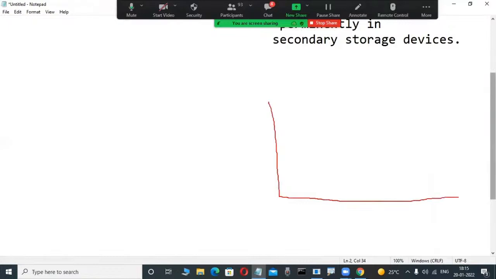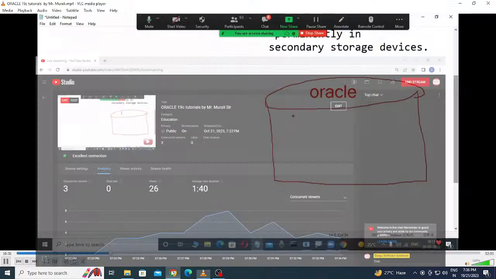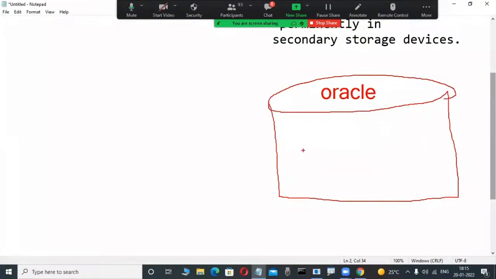Suppose I'm installing Oracle software in my system. You are also installing; in a future installation I will tell you. Once we install this Oracle software, some place is created in the hard disk as a database. Now in this place, this is a relational database product. That's why we are storing a structured collection of data.